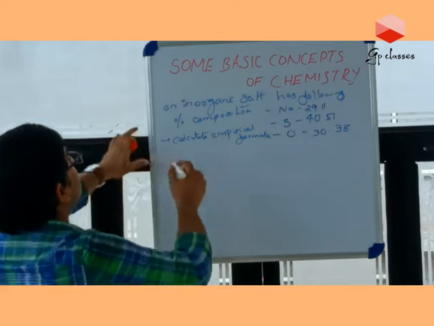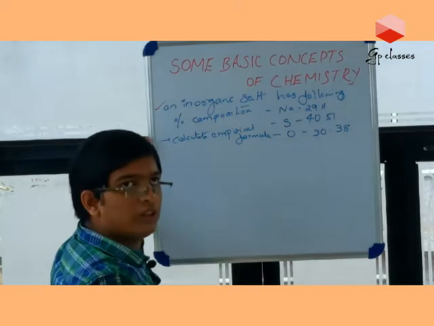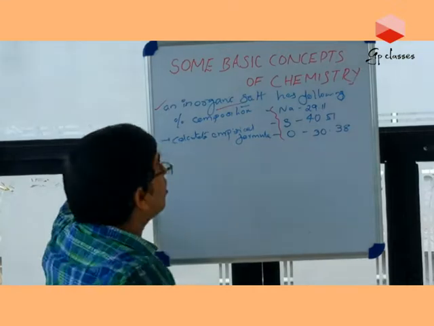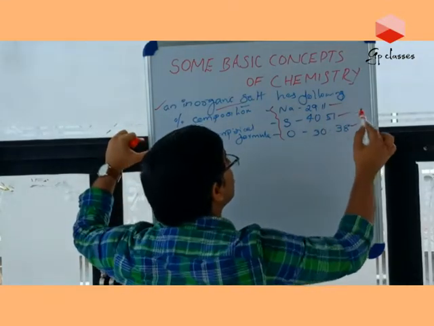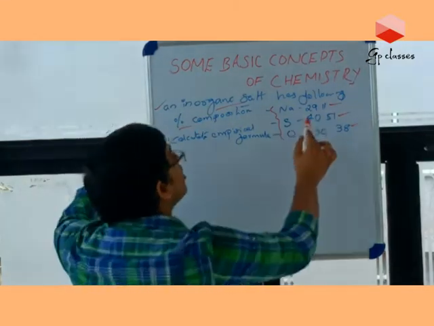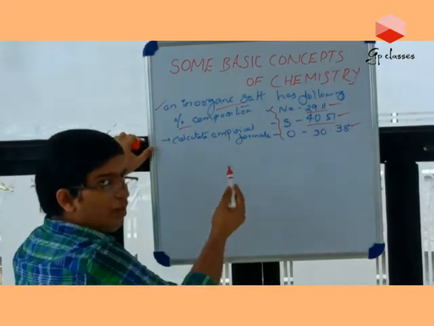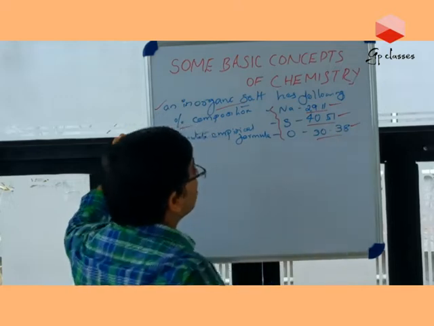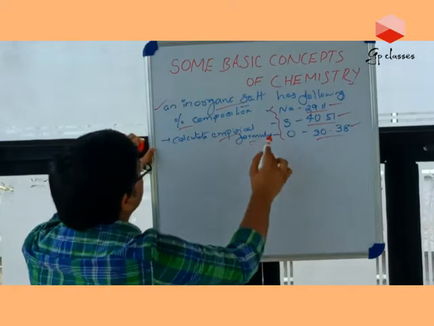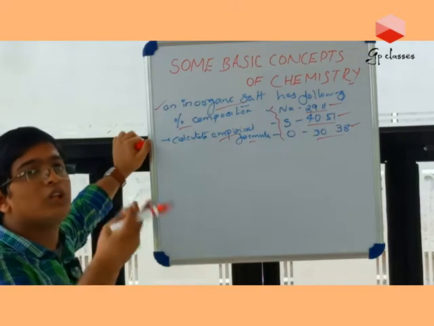The question will be given like this. An inorganic salt has the following composition. The salt is having 3 elements: one is sodium, another is sulfur, and the other is oxygen. And they are giving its percentage composition. Out of 100%, nearly 29% is sodium, nearly 40.5% is sulfur, and 30.3% is oxygen. So the question is asking us to calculate the empirical formula. So based on this data, we have to find the empirical formula of this compound.